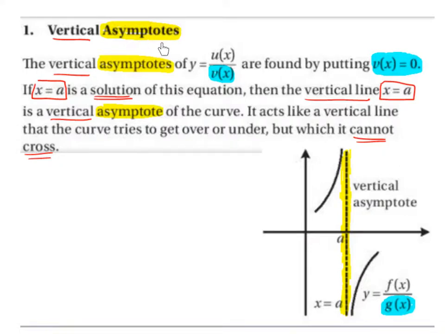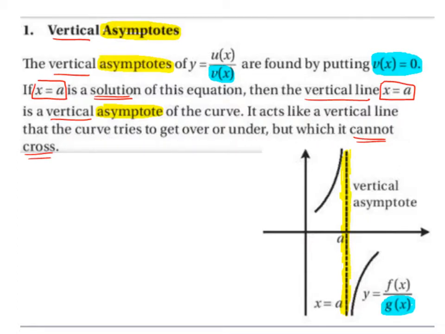Vertical asymptotes. The vertical asymptotes of y equals u of x over v of x are found by putting v of x equal to 0, so basically the denominator equal to 0. If x equals a is a solution of this equation, then the vertical line x equals a is a vertical asymptote of the curve. It acts like a vertical line that the curve tries to get over or under, but which cannot cross.